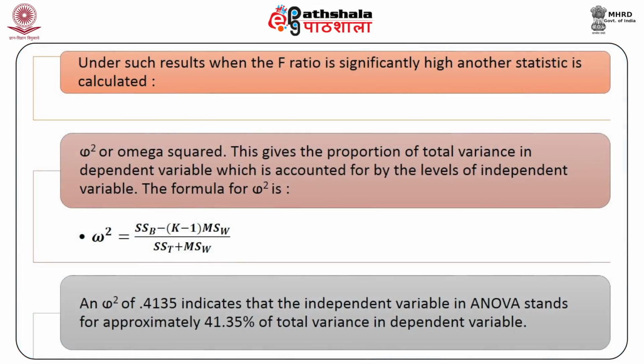When the null hypothesis gets rejected in ANOVA, it implies that there are significant differences among sample means than would be expected due to chance. A measure of the strength of association between the independent variable and the dependent variable in ANOVA is omega squared. It indicates the proportion of total variance in the dependent variable that is accounted for by the levels of the independent variable. An omega squared of 0.4135 means that the independent variable in ANOVA accounts for approximately 41.35% of the total variance in the dependent variable. Of course, we'll take up numericals and we'll see how this is found.